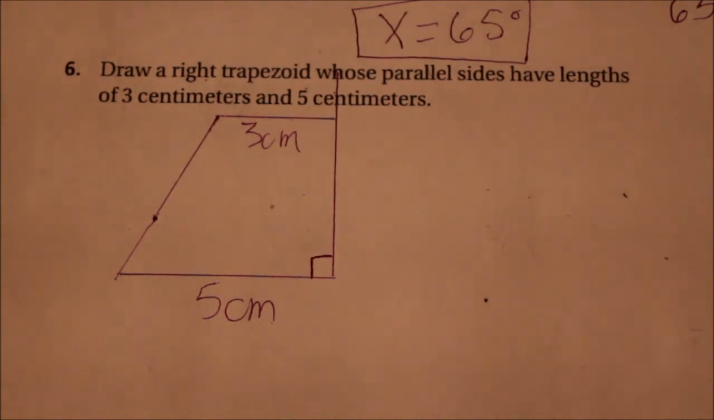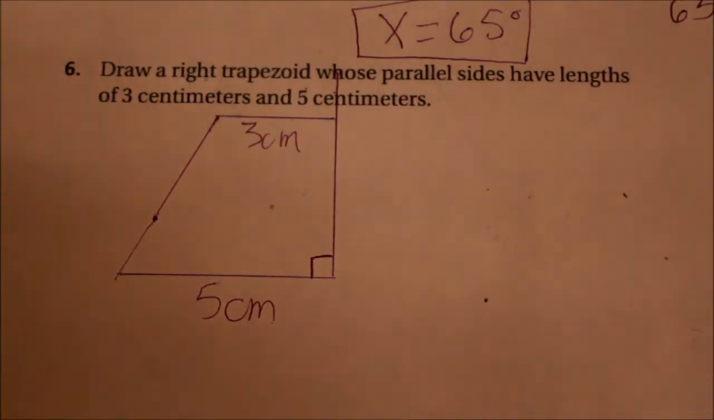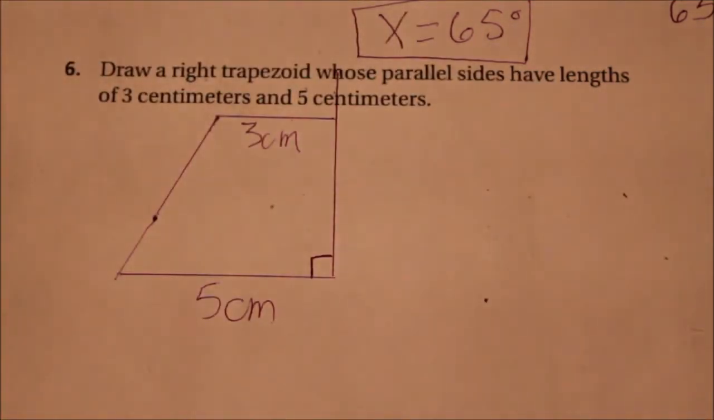It's a trapezoid because, if I look back at my definitions, I have exactly one pair of parallel sides. My parallel sides are my 3 centimeter and 5 centimeter line. Just because they are not the same length does not mean that they are not parallel.